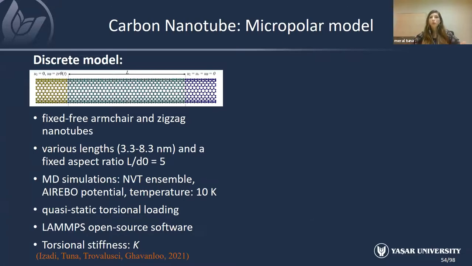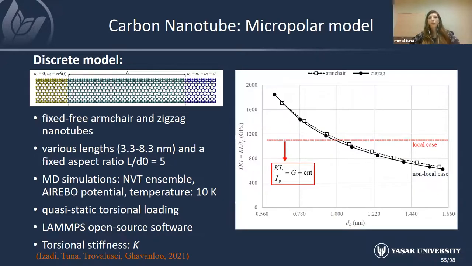Now, I want to continue with showing the capability of a micropolar model through the torsional problem of carbon nanotubes. This study was conducted with Dr. Izadi, myself, Professor Trovalusci, and Professor Giannakopoulos. In this case, we assume various armchair and zigzag nanotubes having different lengths and different diameters. These nanotubes are fixed at one end and subjected to a twist at the other end. To obtain molecular dynamics simulations, we use the open source software LAMMPS, and through these MD simulations, we extracted the torsional stiffness data. Using these data, we calculated the apparent shear modulus.